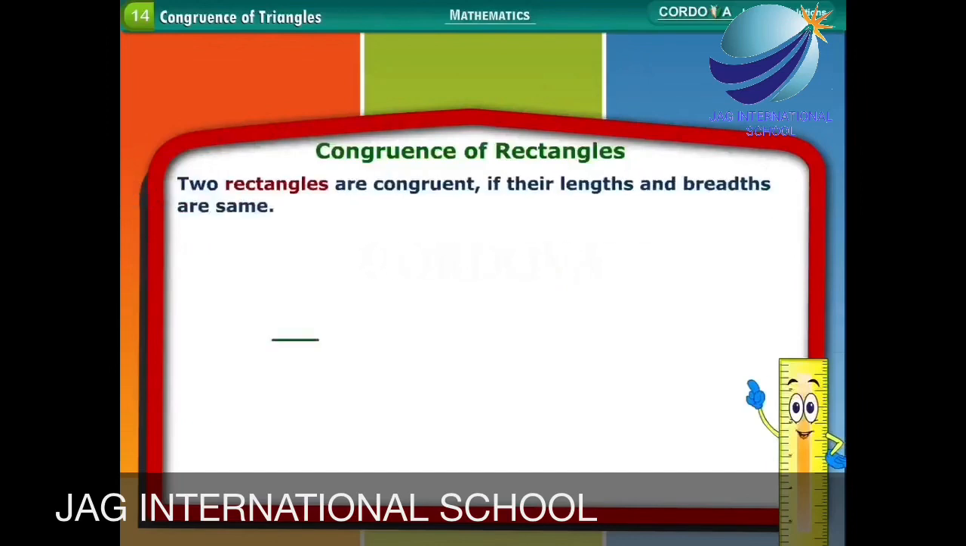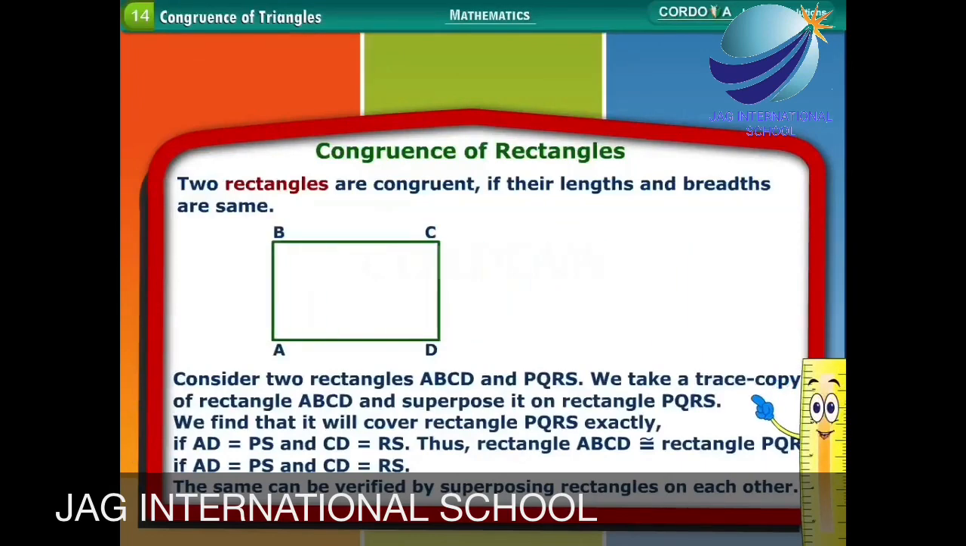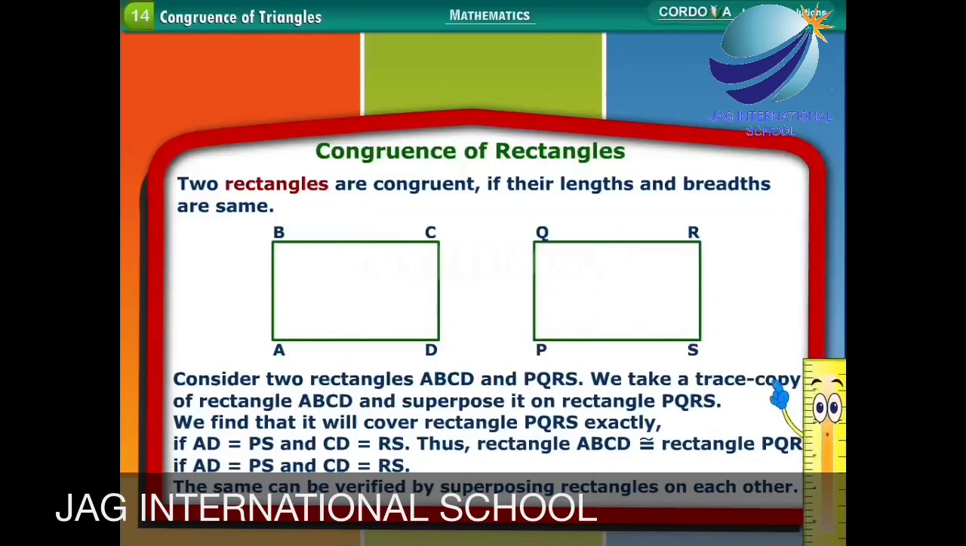Congruence of rectangles. Two rectangles are congruent if their lengths and breadths are the same. Consider two rectangles ABCD and PQRS. We take a trace copy of rectangle ABCD and superimpose it on rectangle PQRS. We find that it will cover rectangle PQRS exactly if AD = PS and CD = RS. Thus, rectangle ABCD is congruent to rectangle PQRS if AD = PS and CD = RS. The same can be verified by superimposing the rectangles on each other.